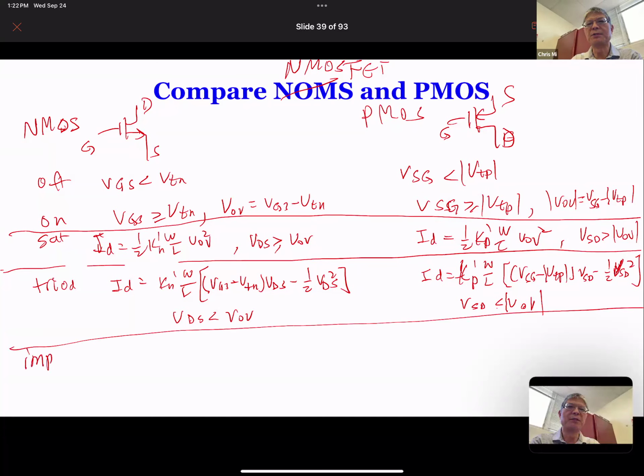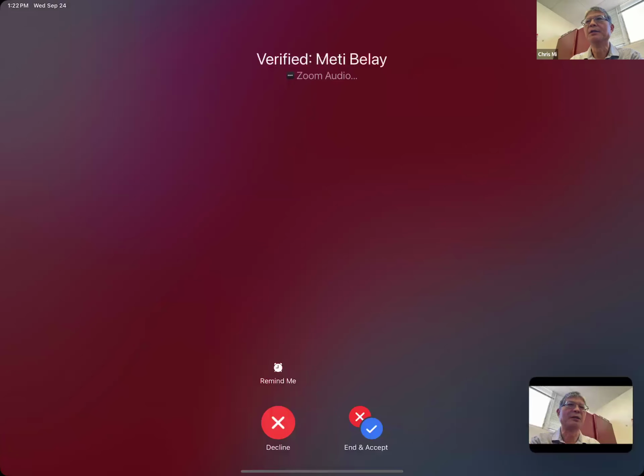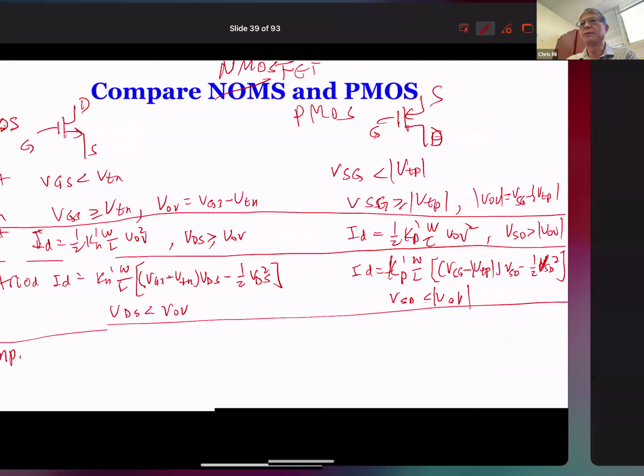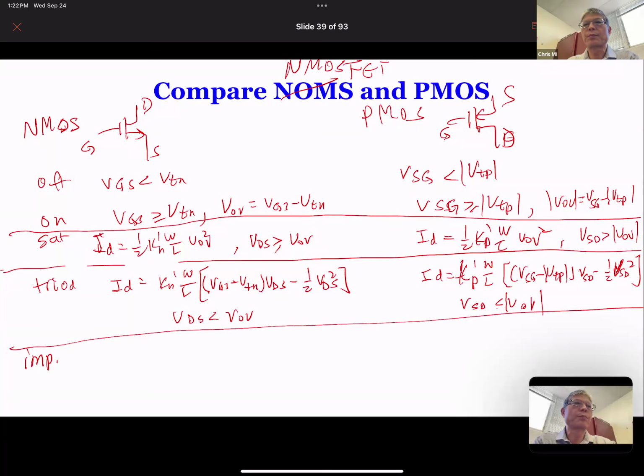In the imperfect model, we know it's only in the saturation region. We talk about the imperfect model. Then we'll have ID equal to the extra term that we normally use.